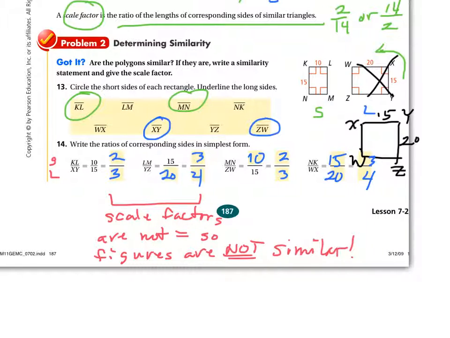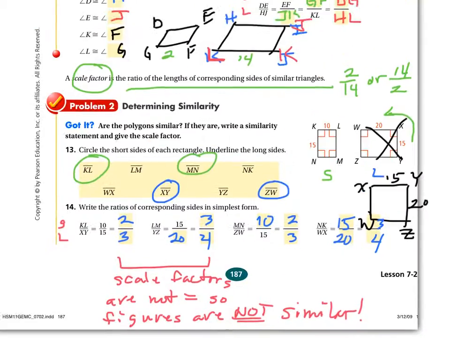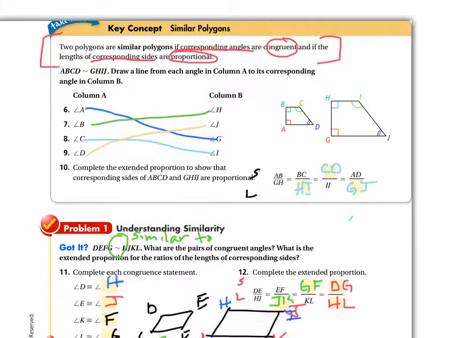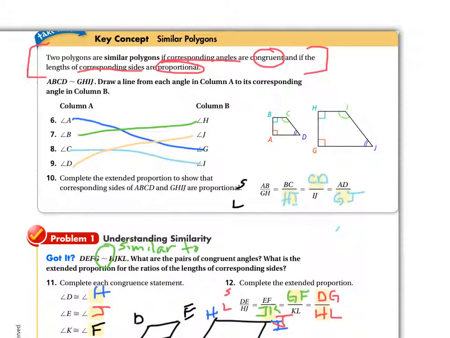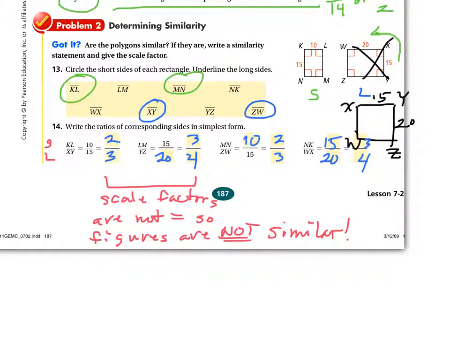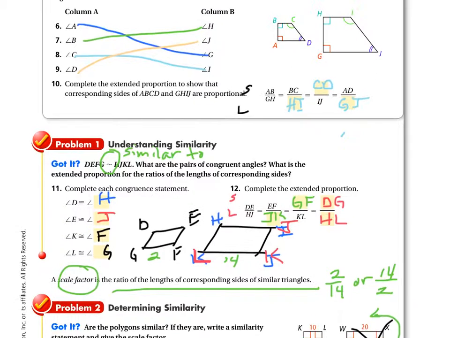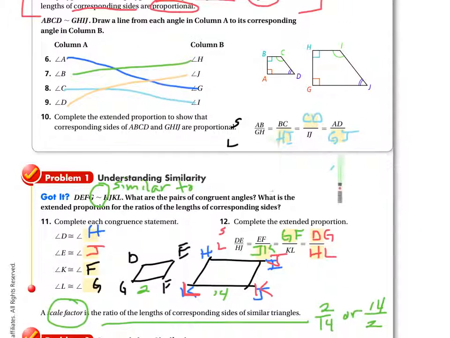So let's just go back to the definition of similarity up here. What did the definition of similarity say? If the lengths of the corresponding sides are proportional. So the lengths of the corresponding sides are proportional, aren't they? But do they all have the same scale factor? No. And if you look at up here, remember this right here? See how they could set them all equal to each other? That implies that all 4 of those corresponding sides should be equal.